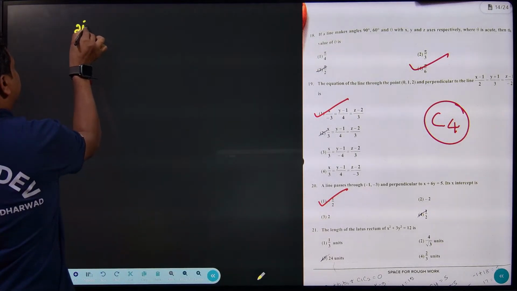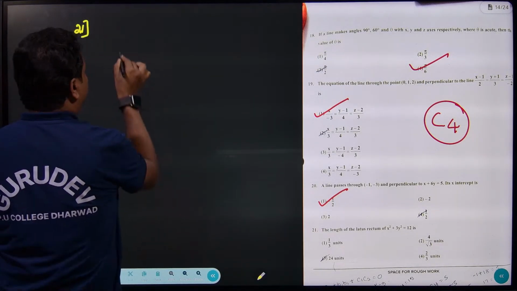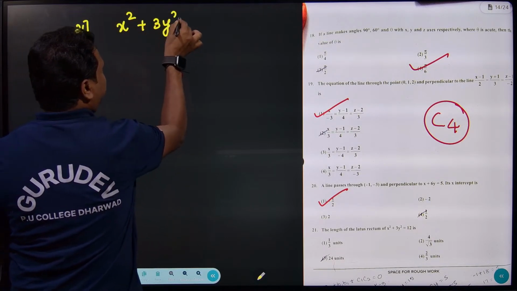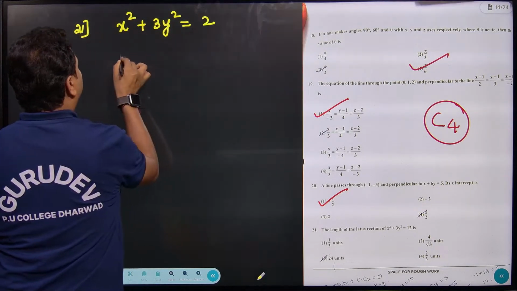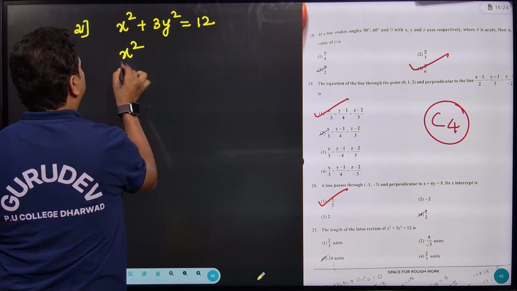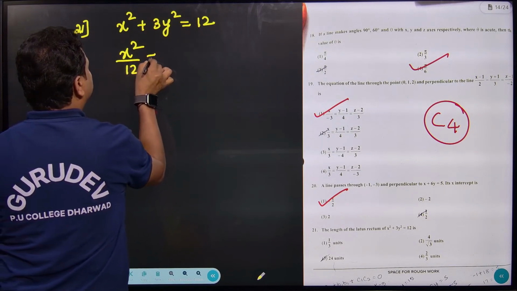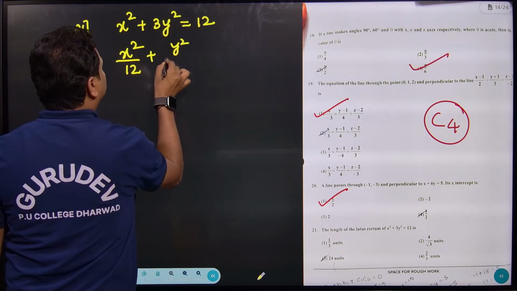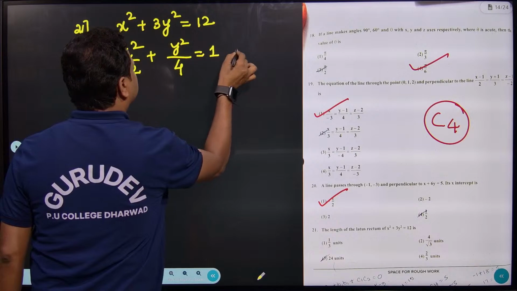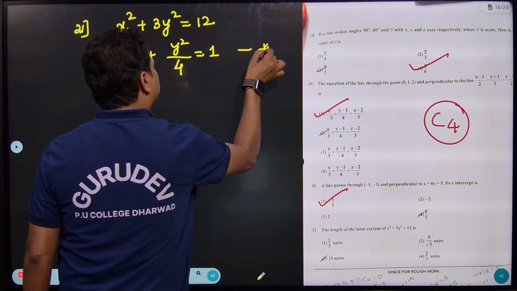21st question is, find the latus rectum of x square plus 3y square is equal to 12. So what will I get? X square divided by 12 plus y square divided by, is it 4? Because 3 fours are 12, is equal to 1, which is the standard form of the equation of an ellipse.